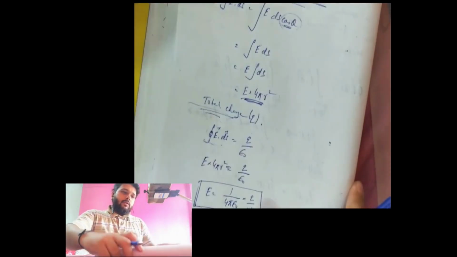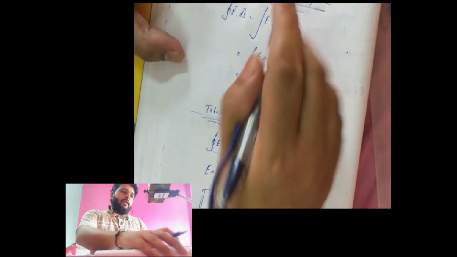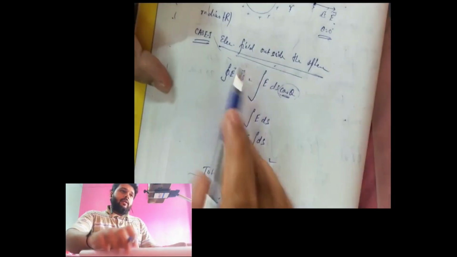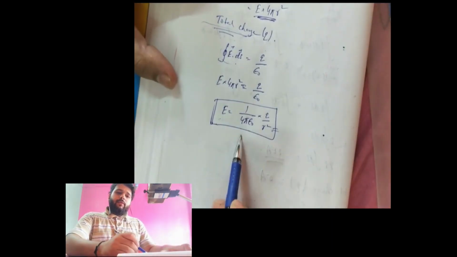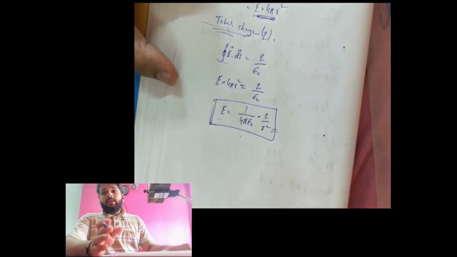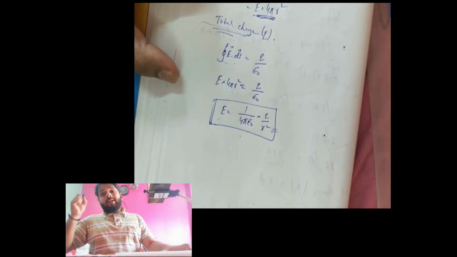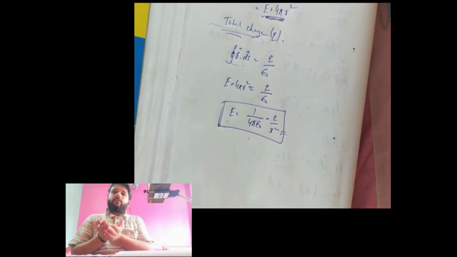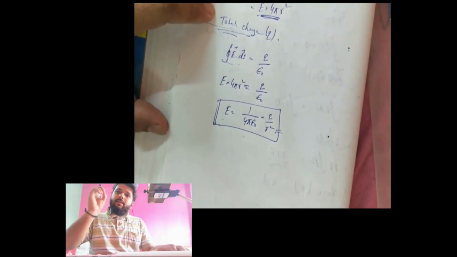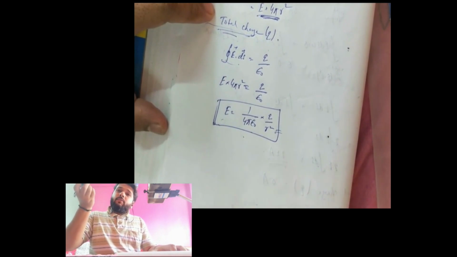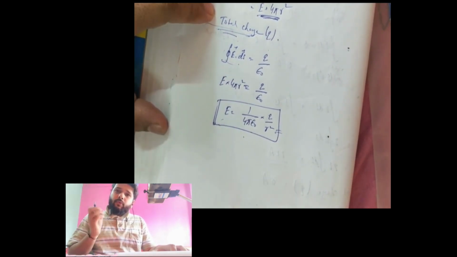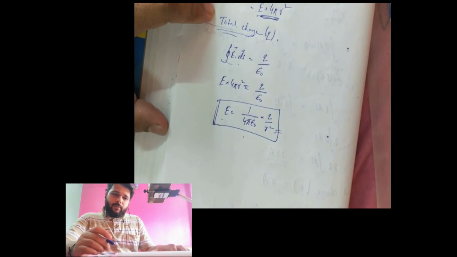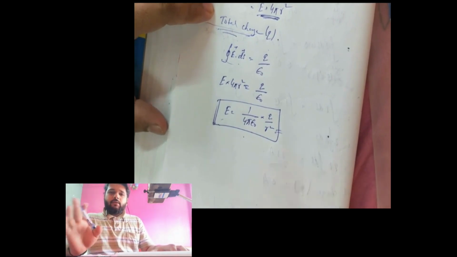And here, when we are considering the point outside the sphere, again the electric field is same. So when the point is outside the spherical shell, we assume that the whole charge of the sphere is concentrated at the center, and we consider it as a point charge. The whole sphere is considered as a point charge. So the electric field is 1 by 4 pi epsilon naught into Q by R square.